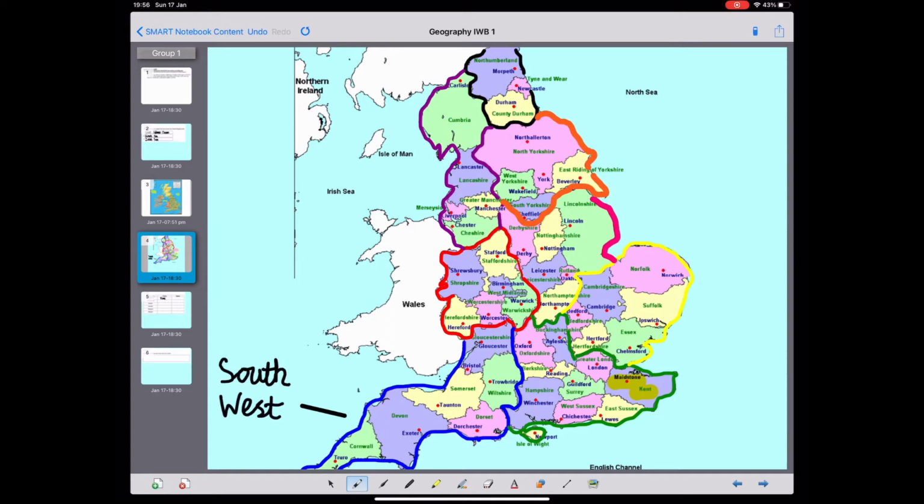Next to the southwest is where we are. We're in the southeast of England. So places like Kent, Surrey, Hampshire, Oxfordshire, even London are part of the south east. So I'm going to write next to this line, south east.